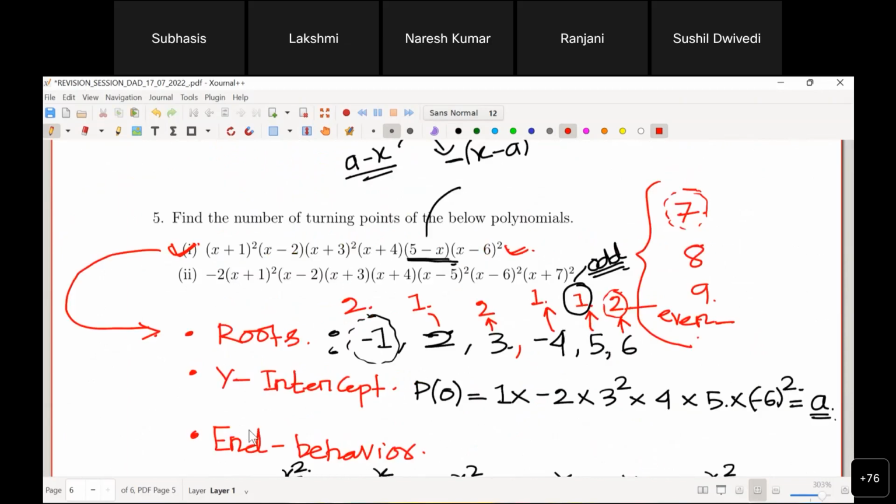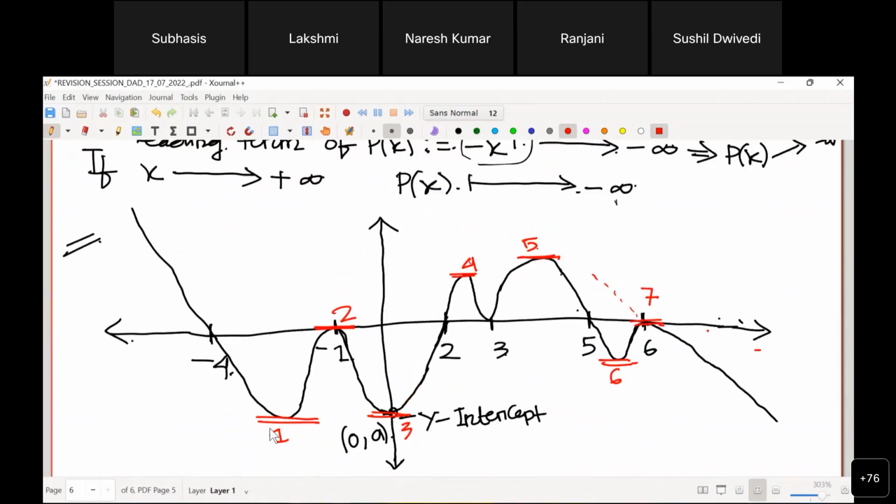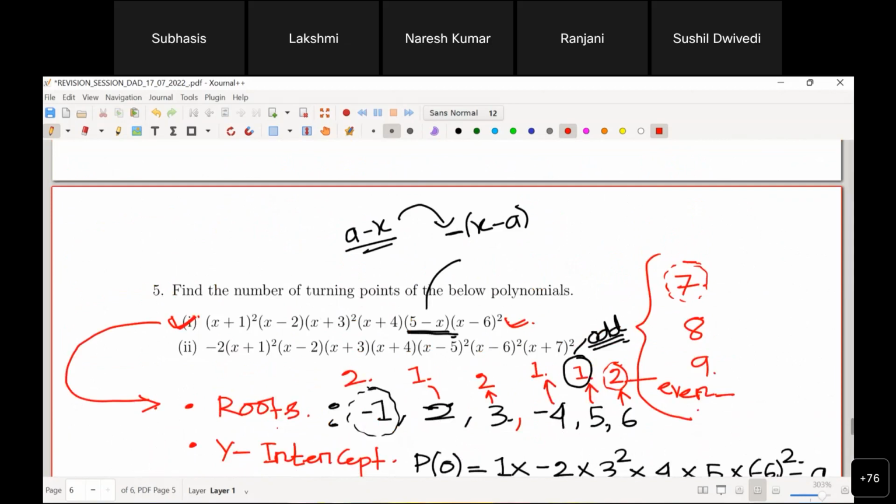Okay. So Bashish, at x equal to 3 there's also a turning point. Sorry, I missed this one. There are 8, yes, correct. So this is the 8. So we have 8 turning points, so I guess the correct answer is 8. So the number of turning points for option 1 is 8. So what about option 2?